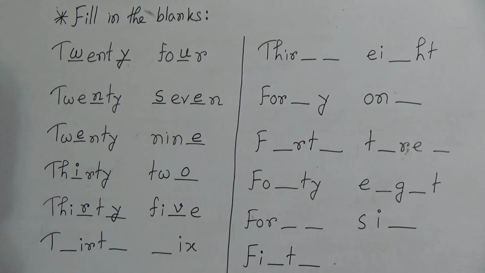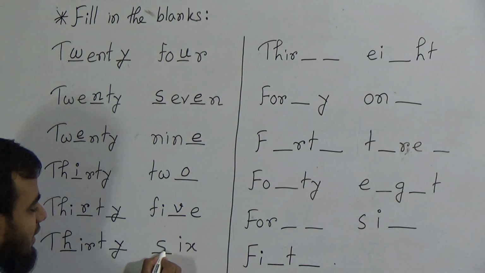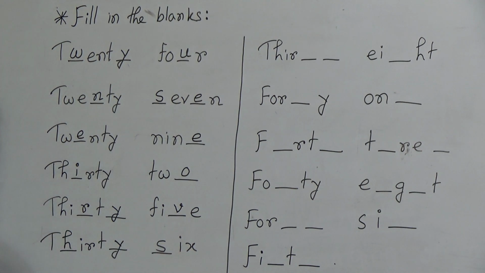Okay, our next blank, how much will it be? It will be 36, SIX 6. It should be 30 because of IRT in the middle. It's THIRTY 30, then SIX 6. So fill up these blanks. THIRTY 30, then SIX 6. It's 36. Okay, that means this 6 is done.